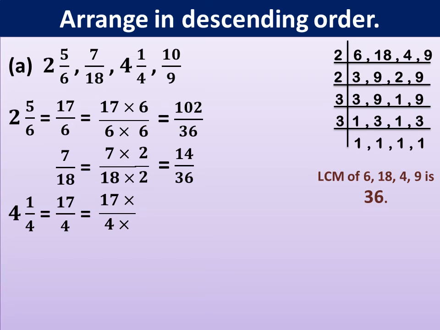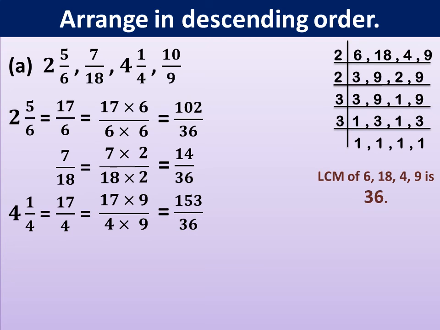Which digit will you multiply to bring 36 in the denominator? Yes, the answer is 9 because 4 9s are 36. So we multiply numerator and denominator by the same number 9. 17 9s are 153 and 4 9s are 36. So the fraction is 153 upon 36.